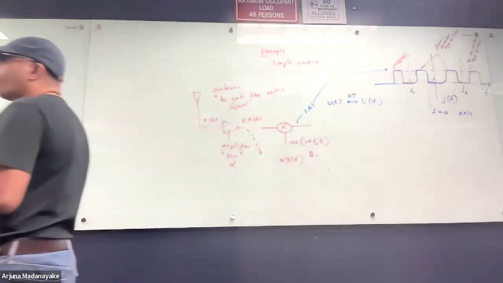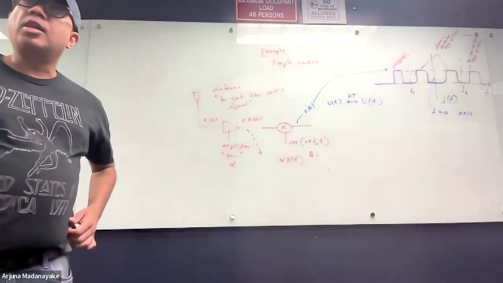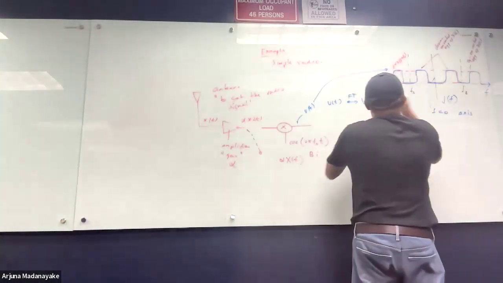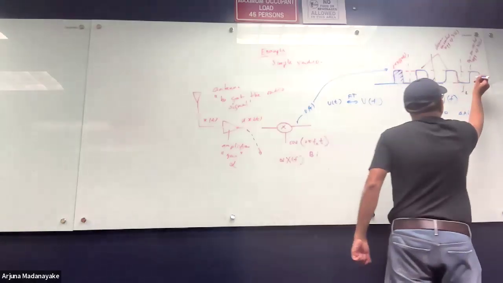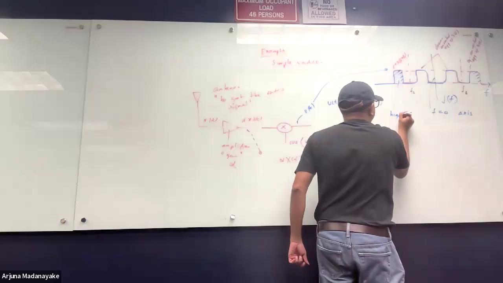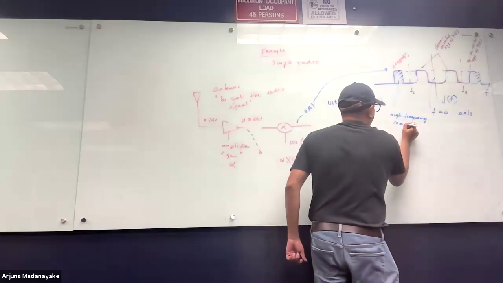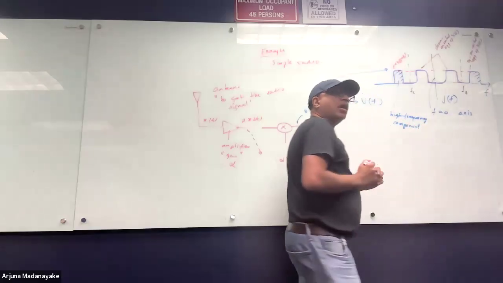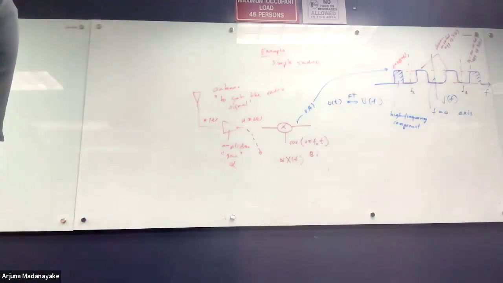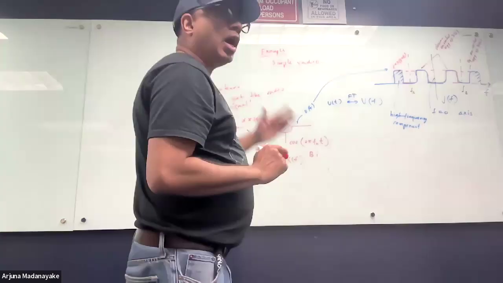What I want to do now is get rid of my high frequency component and keep the low frequency component, right? So my high frequency component is this. And I can remove that by applying a filter. I call it a low pass filter. Why do we call it a low pass filter? It passes the low frequency and cuts off the high frequency.